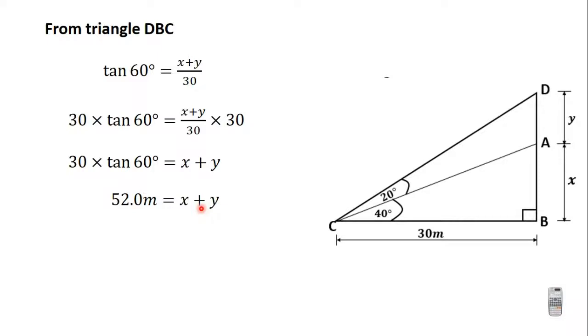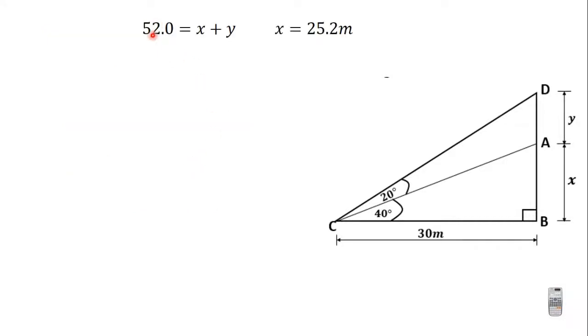But don't forget that in the previous slide, we found the value of x. So we know that 52.0 is equal to x plus y. But we have found the value of x to be 25.2. So we can change x to 25.2 and find y. So we have 52.0 is equal to 25.2 plus y, because x is now 25.2.